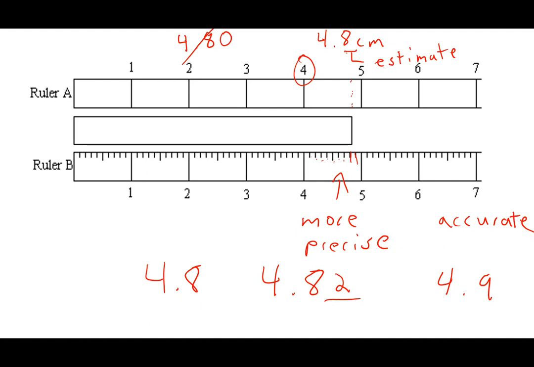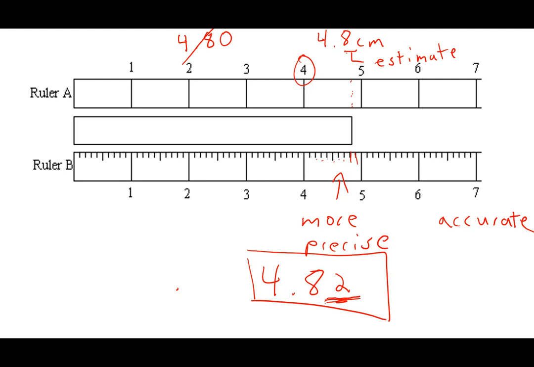So, because this ruler B has more markings, I can estimate one more digit. And the fact that it has more digits means that it's more precise. So if you wanted a definition for how we can tell if something is more precise, if a measurement has more digits, it is more precise.